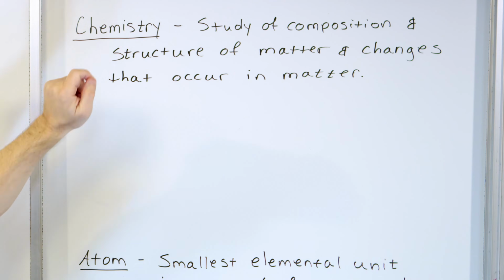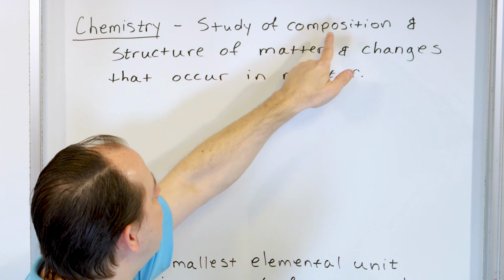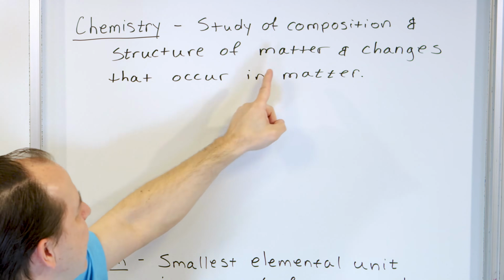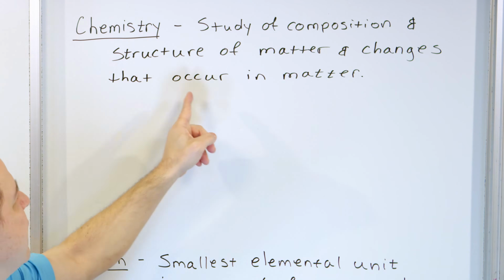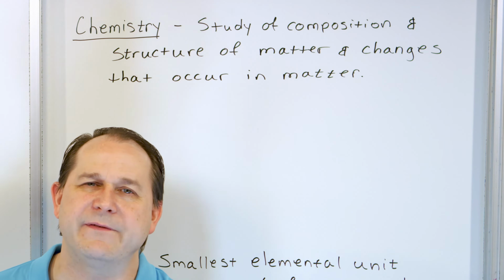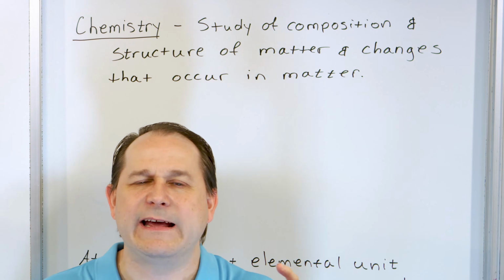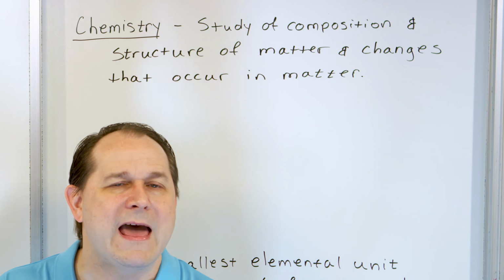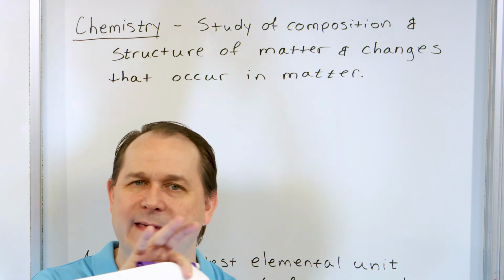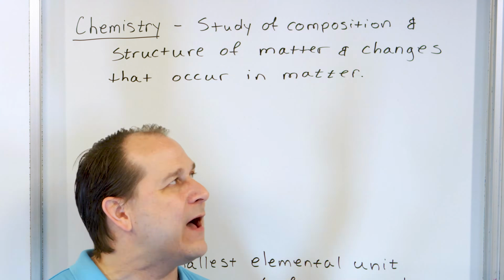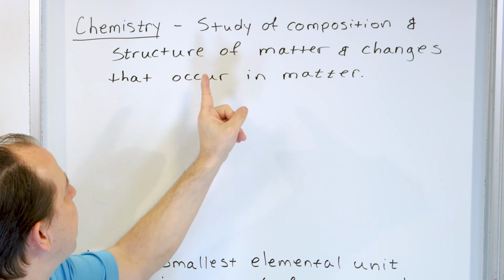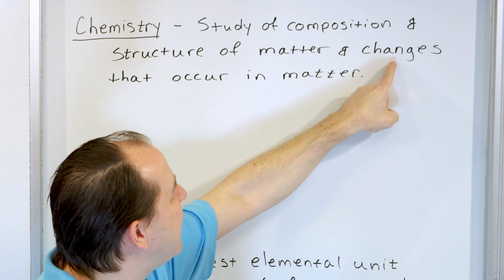My definition is chemistry is the study of the composition and the structure of matter and changes that occur in matter. It's a short little definition, but basically what we're trying to say here is that chemistry is studying the composition of matter, and as we react things together in a chemical reaction, how does that matter and the structure of matter change? Because we have the word changes here.